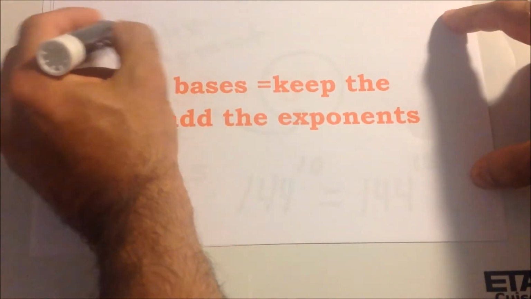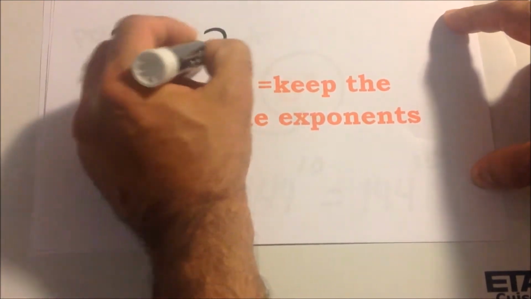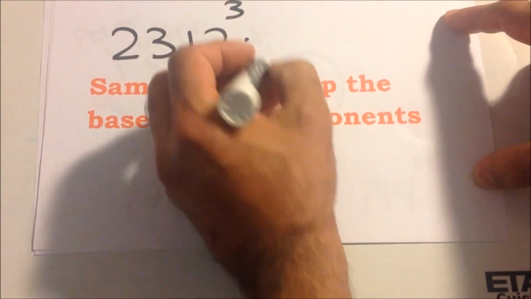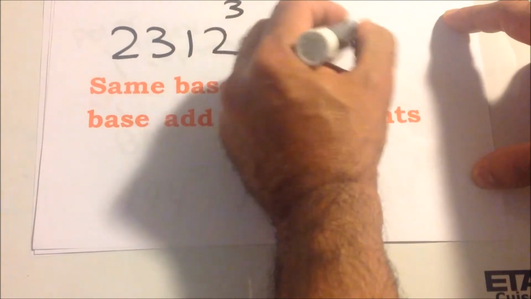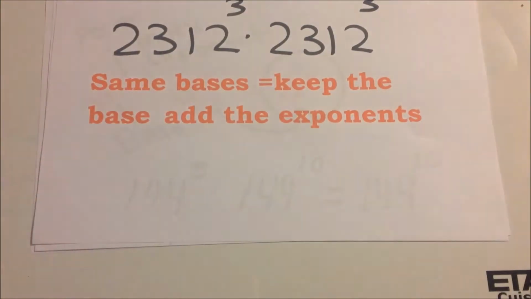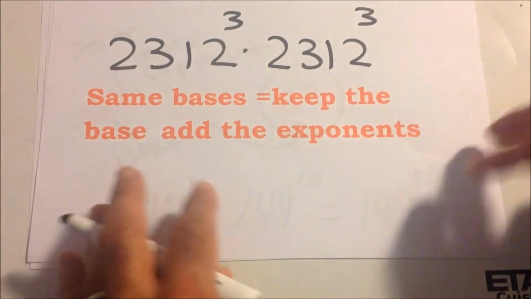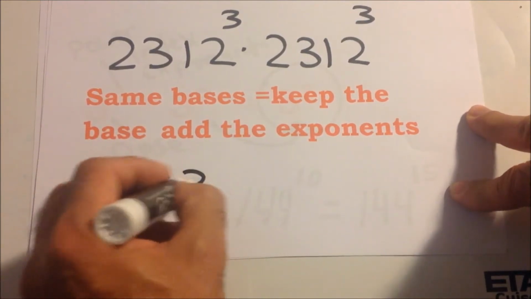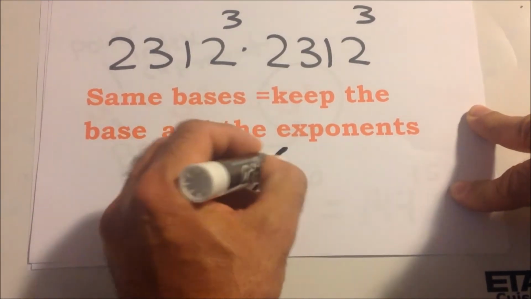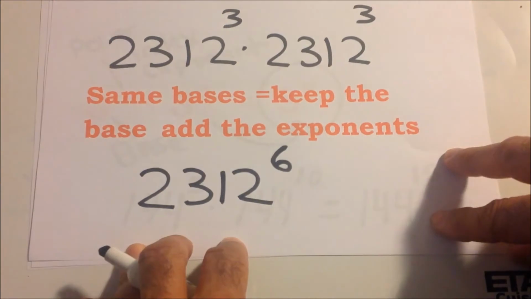What if I had 2,312 to the 3rd power times 2,312 to the 3rd power? They have the same base, right? So it's 2,312 to the 6th power. Add the exponents.